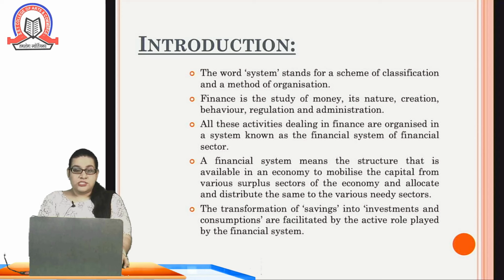So a financial system means the structure that is available in an economy to mobilize the capital from various surplus sectors of the economy and allocate and distribute the same to the various needy sectors. Financial system helps us to mobilize the money in our country. Whenever we need money, we can go to bank and take loans, and when we have extra money, we can invest that and we can save the money in banks or different financial instruments. So that's why financial system is important in any country.